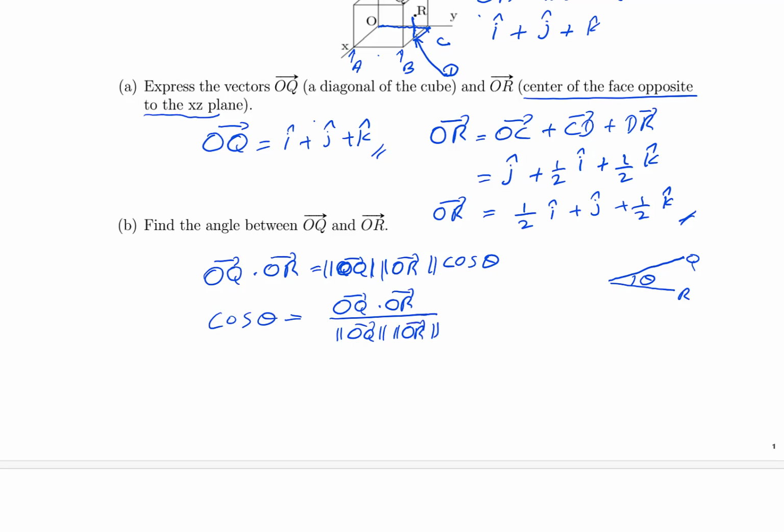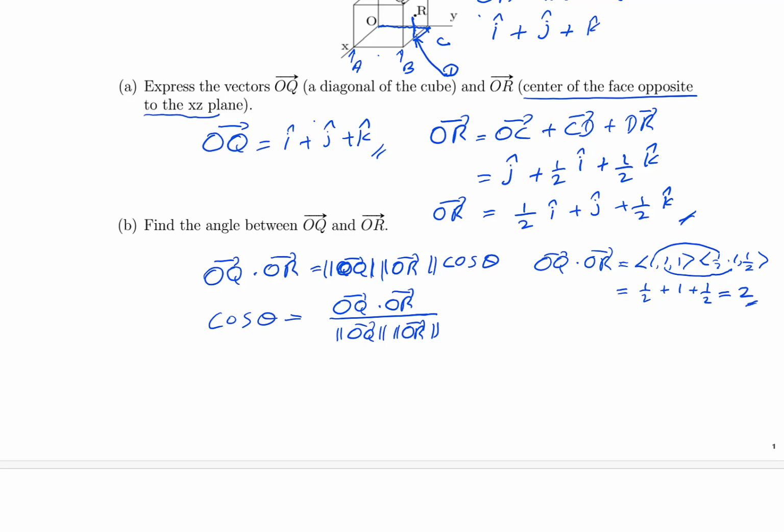OR this, right? Okay, then we need to find the OQ dot OR. So how do we find the OQ dot OR? We know vectors, so OQ is (1, 1, 1) and OR is (1/2, 1, 1/2). So the answer is 1/2 plus 1 plus 1/2. You know how to do it. Multiply these two and the last two, right? Then the answer is 2. Okay, right.